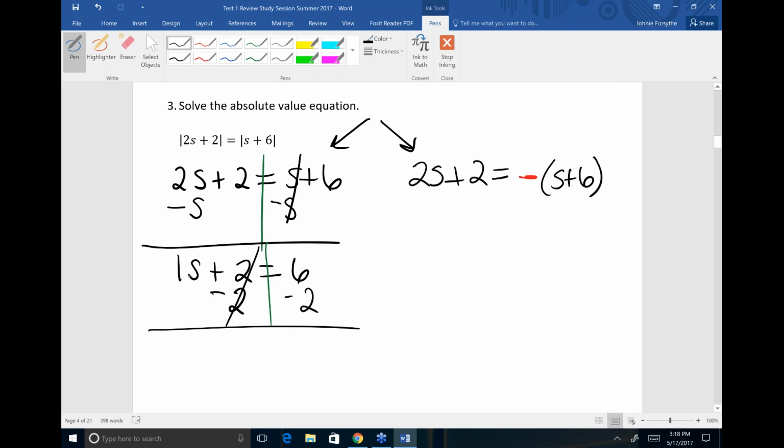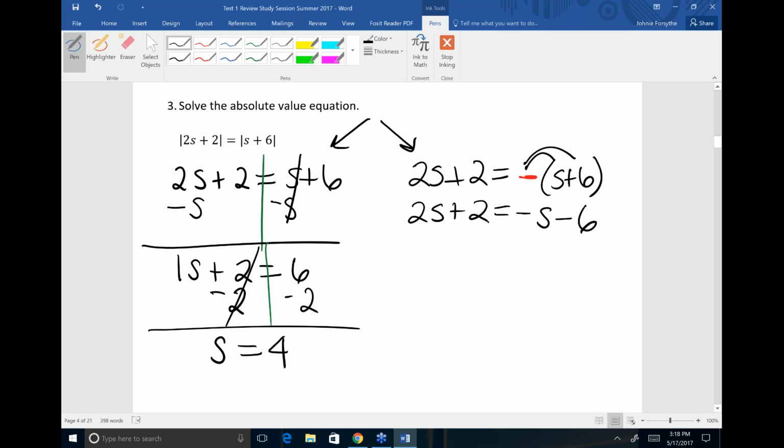That's 0. I'm going to bring down my 1 times s, which is basically s, equals 6 minus 2 is 4. So that is one part of my solution. Now I'm going to take care of the other solution. So before I start moving variables and numbers, I'm going to distribute this negative. So that's going to be negative s minus 6.